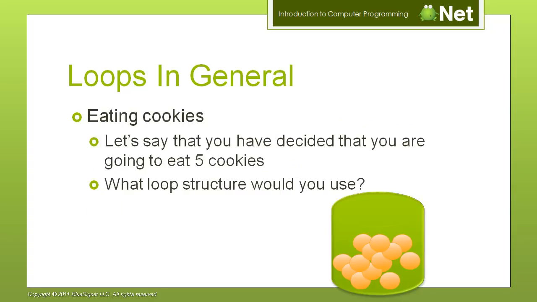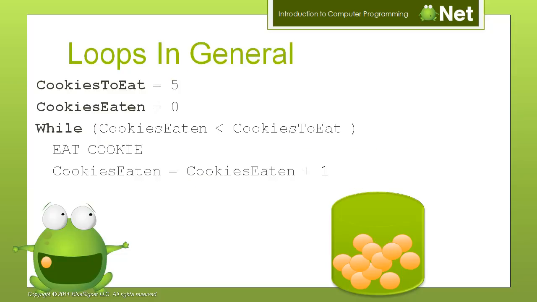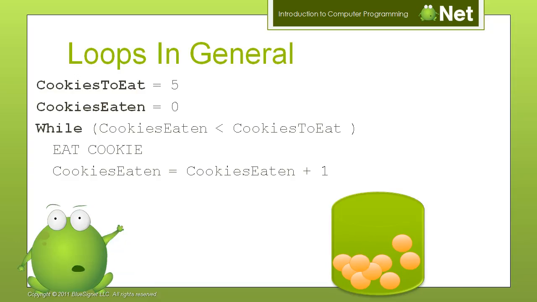So let's take a look at a kindergarten example. We want to eat cookies. Let's say that we want to eat exactly 5 cookies. What loop structure would we use to do this? We're going to use the while loop. Wabbit the Frog here is going to eat 1 cookie at a time until he's eaten 5 cookies. So he has 1, 2, 3, 4, 5 cookies. He's met the end condition of this loop. The loop is now complete.